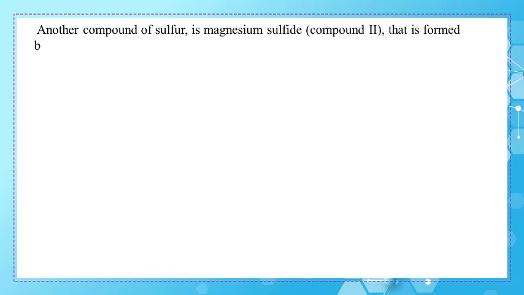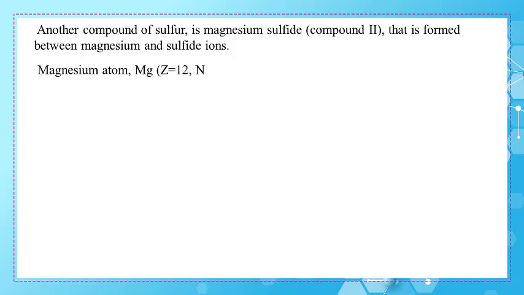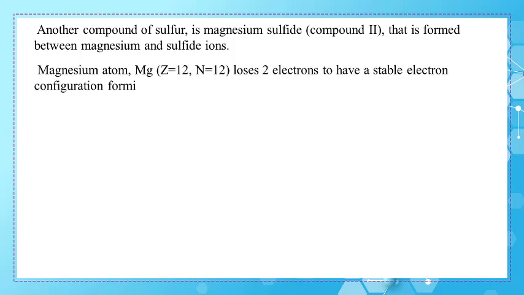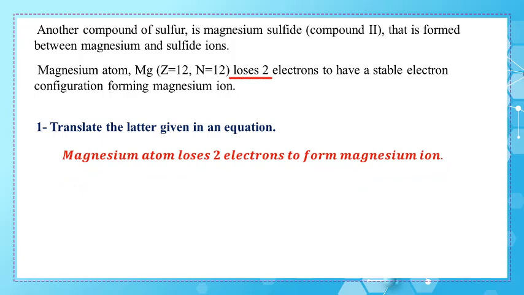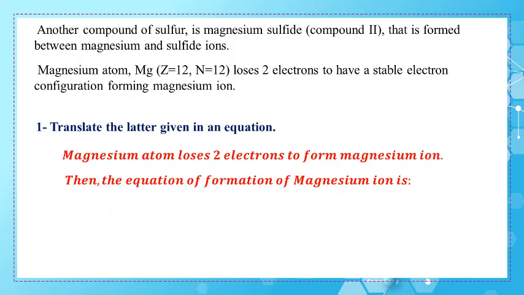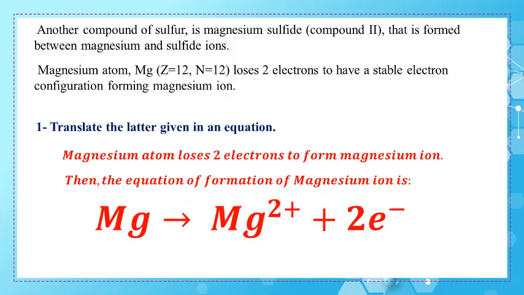Another compound of sulfur is magnesium sulfide, compound 2, that is formed between magnesium and sulfide ions. Magnesium atom loses 2 electrons to have a stable electron configuration, forming magnesium ion. Part 1. Translate the given into an equation. Magnesium atom loses 2 electrons to form magnesium ion. So the equation of formation of magnesium ion is Mg gives Mg2+ plus 2 electrons.